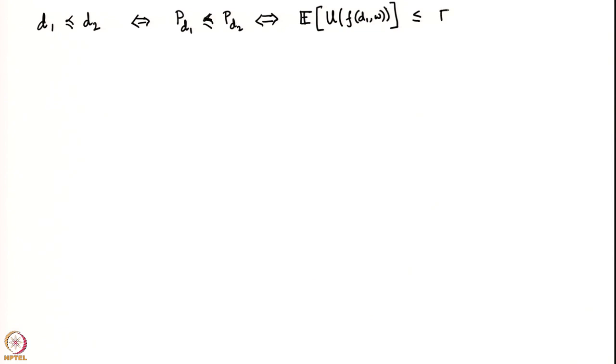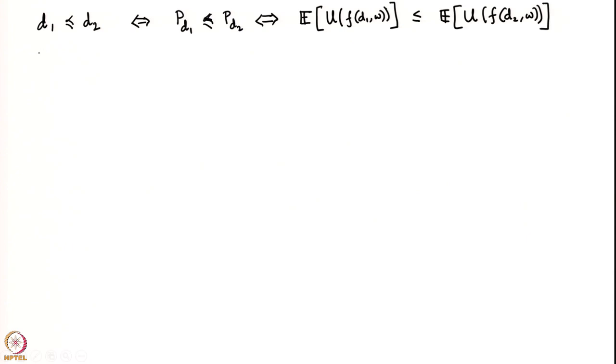So now we can move to lecture 4. What this is effectively telling us is that your preference between decisions, so if you prefer D2 to D1, which we said was equivalent to saying that you prefer the lottery induced by D1 to the lottery induced by D2, we now see is equivalent to the expected utility of the outcome under D1 being less than or equal to the expected utility of the outcome when you take decision D2.